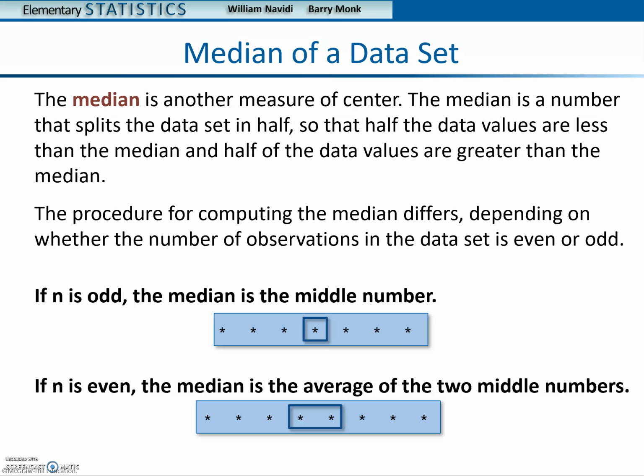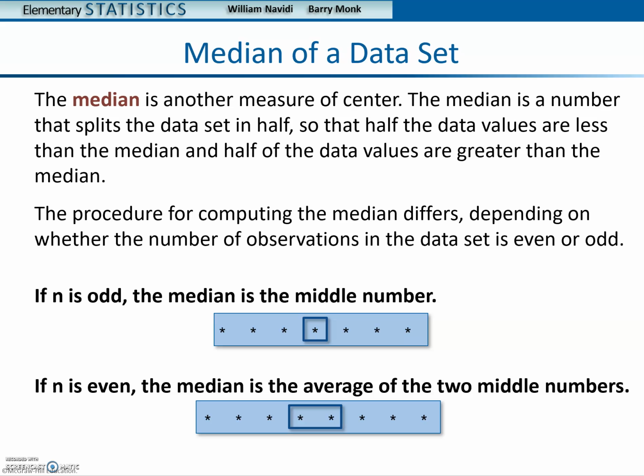The median is another measure of center. The median is a number that splits the data set in half. So half of the data values are less than the median and half of the data values are greater than the median. The procedure for computing the median differs depending on whether the number of observations in the data set is even or odd.